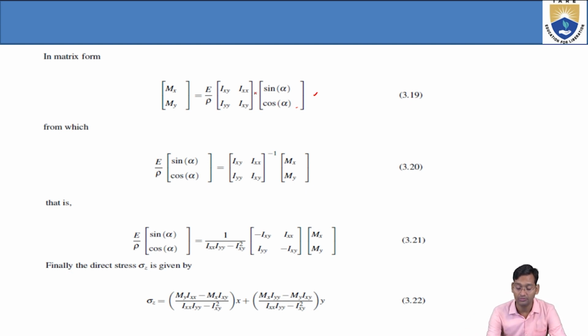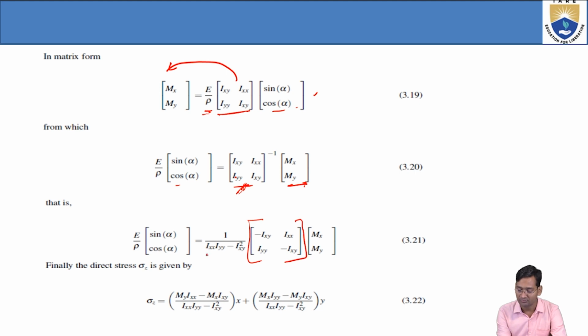Now what we have, keep this on this side, and take this Ixx matrix to the other side. So now this will be the inverse of that one. So E by rho sin alpha cos alpha equals the inverse of this matrix into mx my. The inverse is found as adjoint of A by determinant of A. The adjoint of A is the transpose of the cofactor of A, so first find the cofactor, then take the transpose. After finding the inverse, we get adjoint of A by determinant of A into mx my.